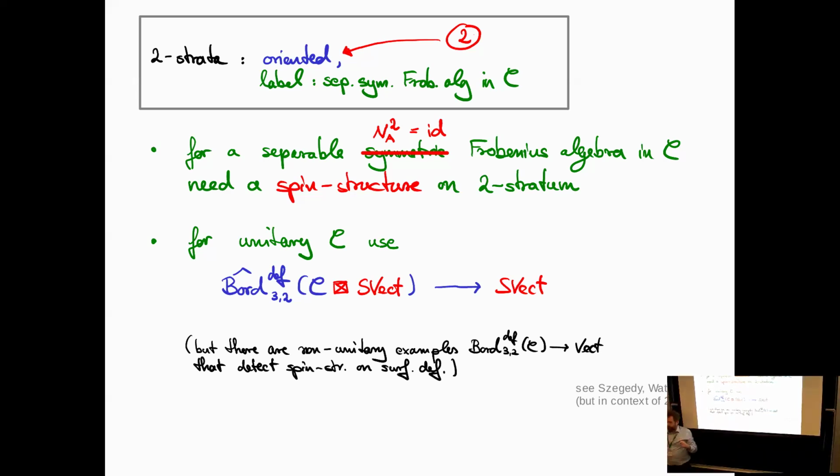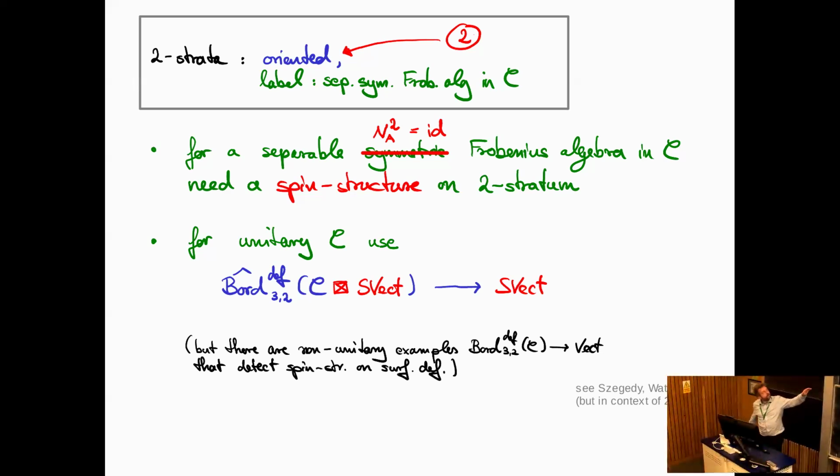And if you want examples of this, typically, if your C is unitary, if you want examples of this which are interesting, you have to extend the formalism slightly to make your ribbons be labeled in C box S vector, and it has to live in S vector. Okay, so you can drop this requirement to two strata oriented. You can also make them spin if you want to. That's possible within the formalism.